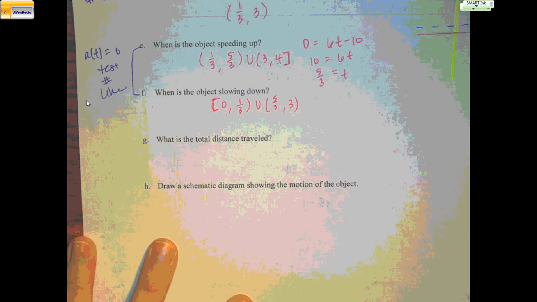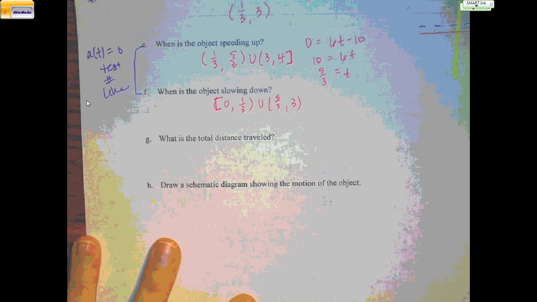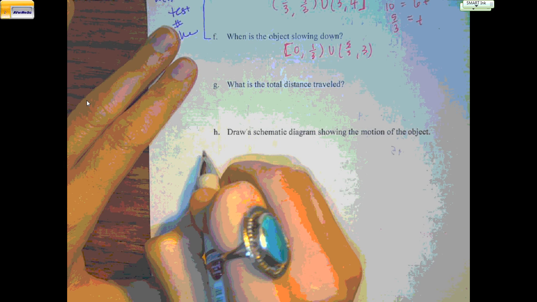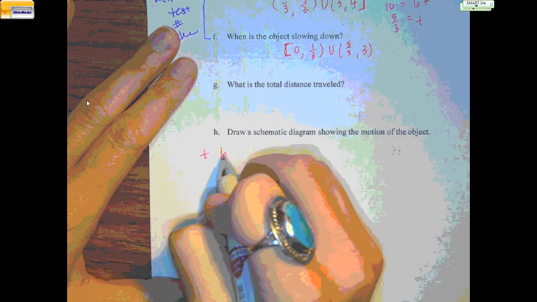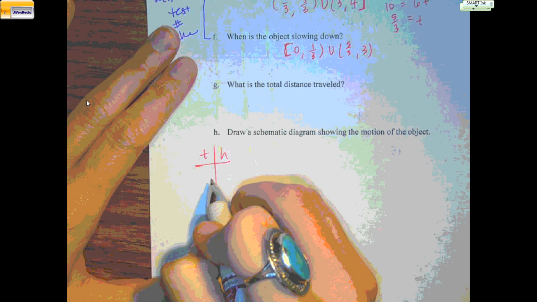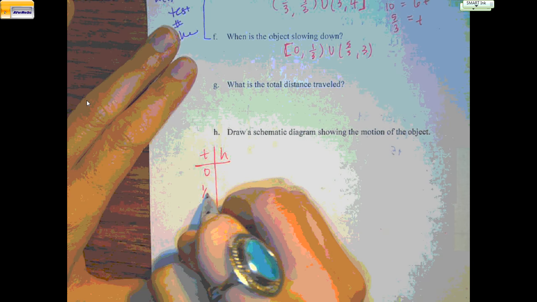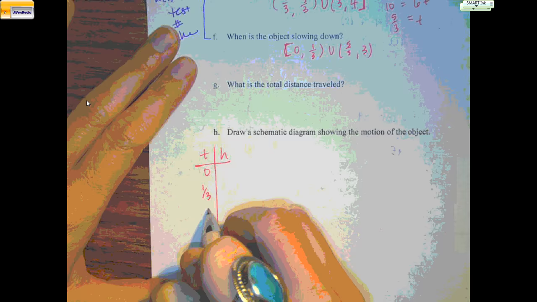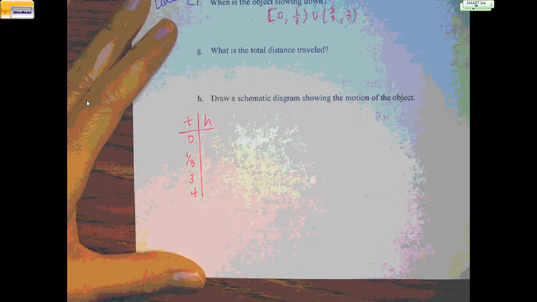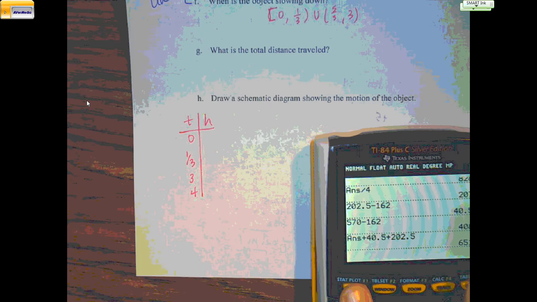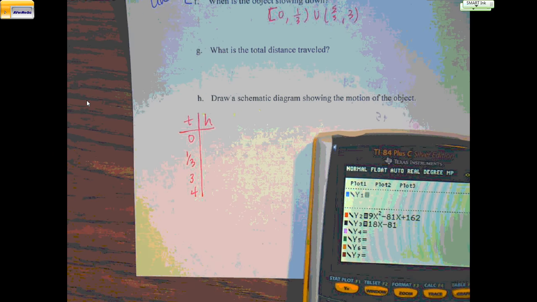The next two questions, it says total distance traveled and draw a schematic. I kind of think it's easier to draw the diagram first. You don't have to, but I think I'm going to. And I'm going to use my little T-chart to help me get there. This is the height of the yo-yo. It wants to know from 0 to 4, and I know that it changes direction at 1/3 of a second and 3 seconds. So I'm just going to type that in my calculator. See what those answers are here.